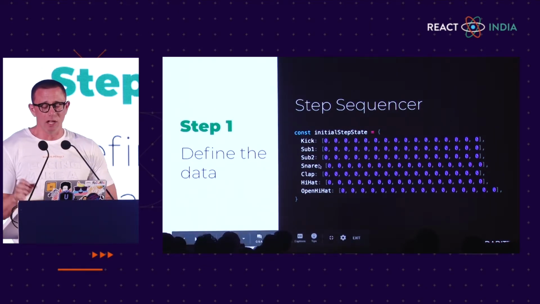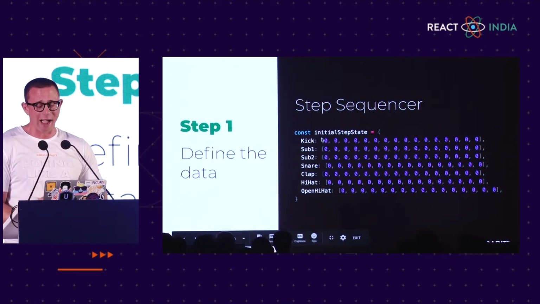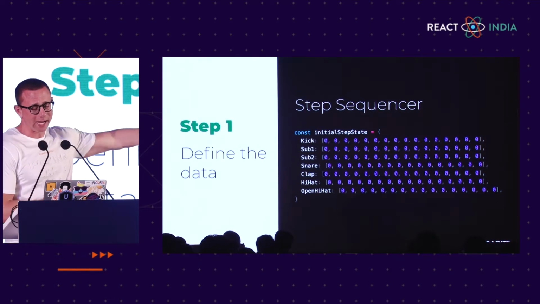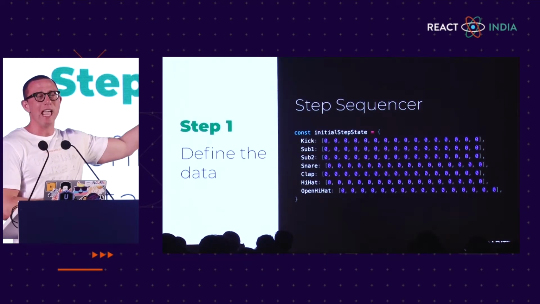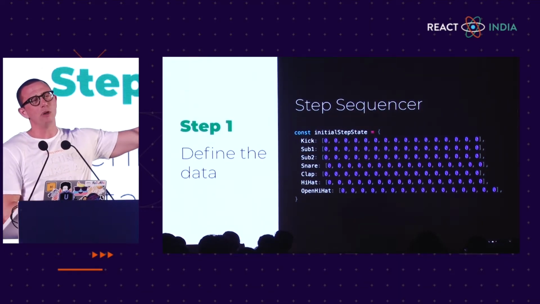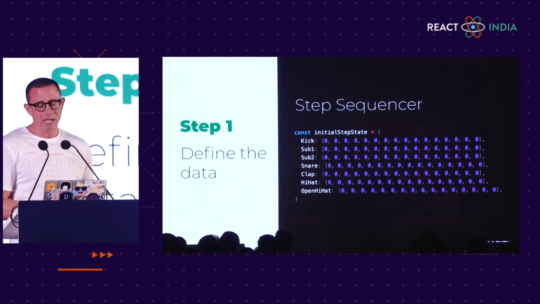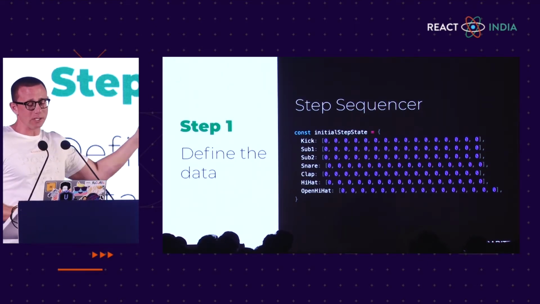So how does the data look for something like this? Well, first of all, we have the data modeled out that is essentially a bunch of arrays for different types of sounds. So a kick, a sub, a snare, etc. If the value is set to 0, that means the sound does not play. If it's set to 1, it does play. If it's set to 2, it does a triple beat. So we step over the sequence and we play the music.